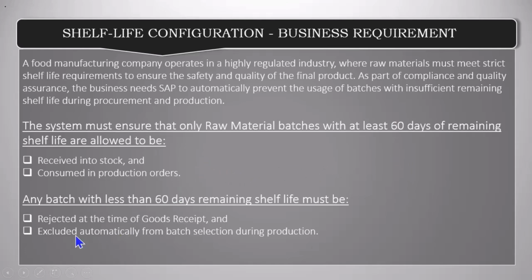When you process the GR, the system will ask you to enter the manufacture date of the material which you are procuring. If you enter the manufacture date and there are no 60 days left for that material, you cannot process the GR. Any batch with less than 60 days remaining shelf life must be rejected at the time of goods receipt.